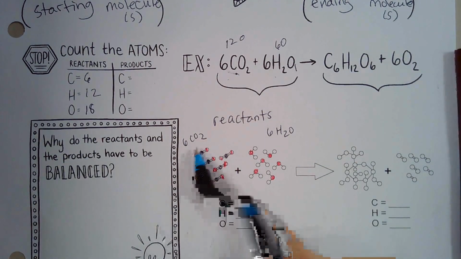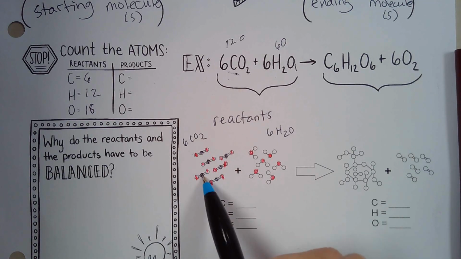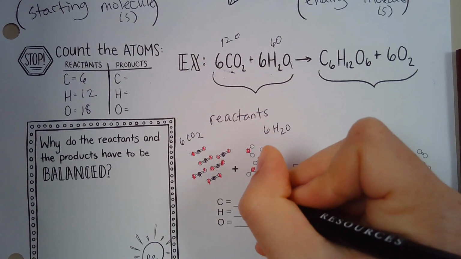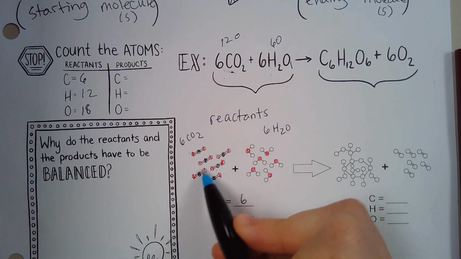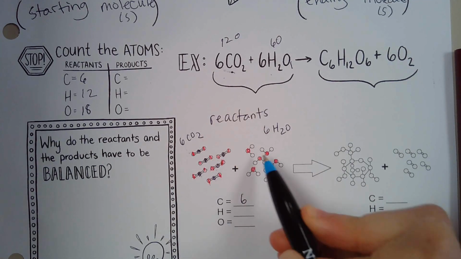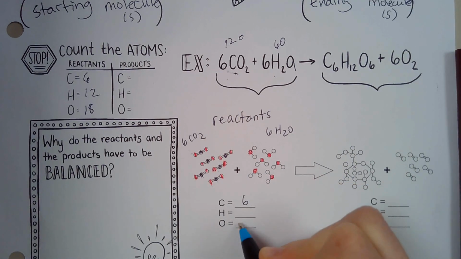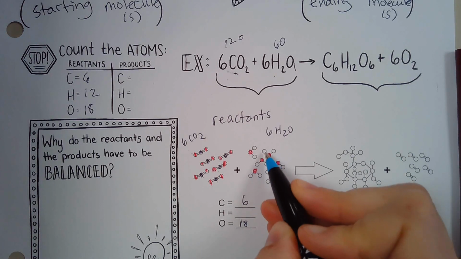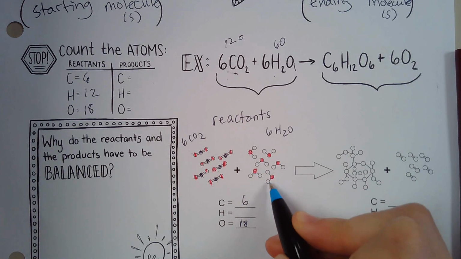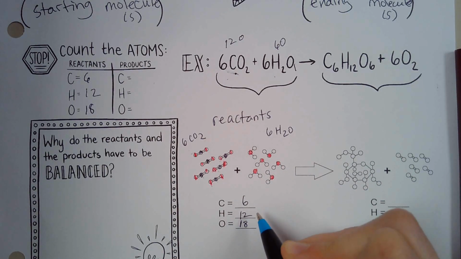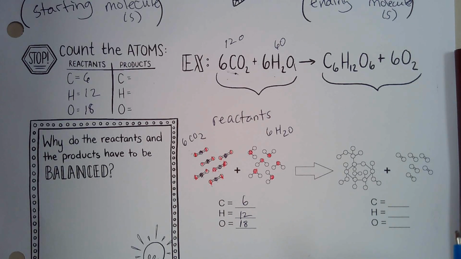In our reactants, we have 1, 2, 3, 4, 5, 6 carbons. There's 1, 2, 3, 4, 5, 6, 7, 8, 9, 10, 11, 12, 13, 14, 15, 16, 17, 18 oxygens, and 1, 2, 3, 4, 5, 6, 7, 8, 9, 10, 11, 12 hydrogens. Yes, that is correct. Okay, I can count.